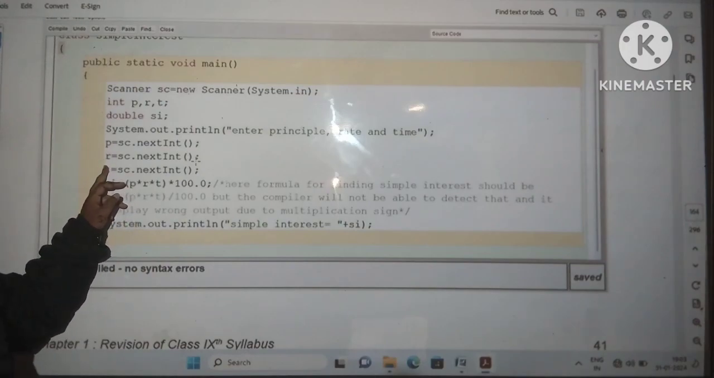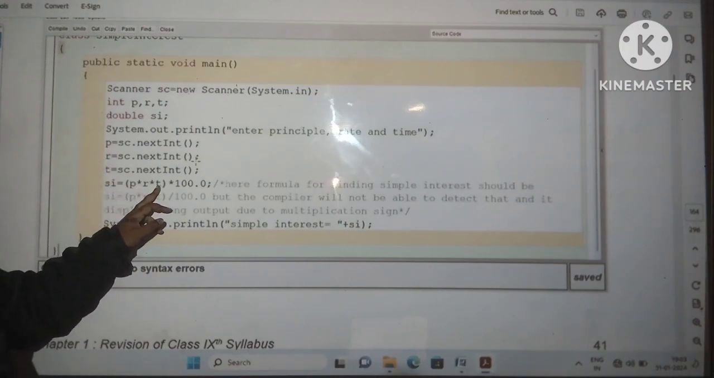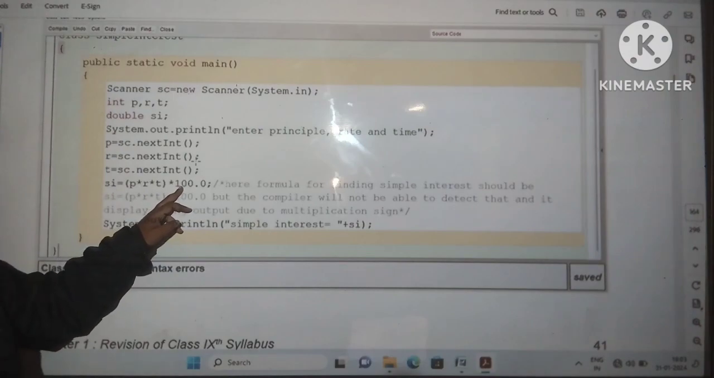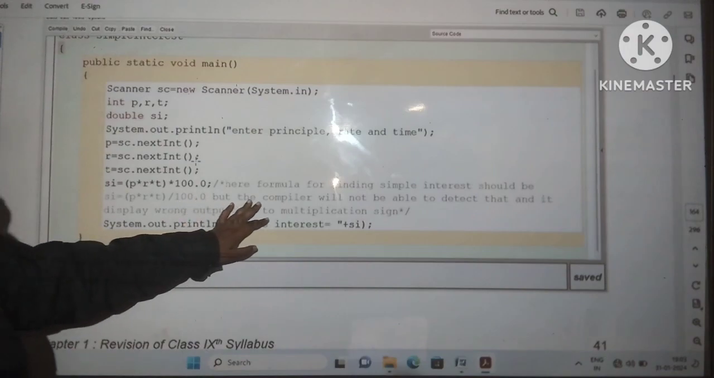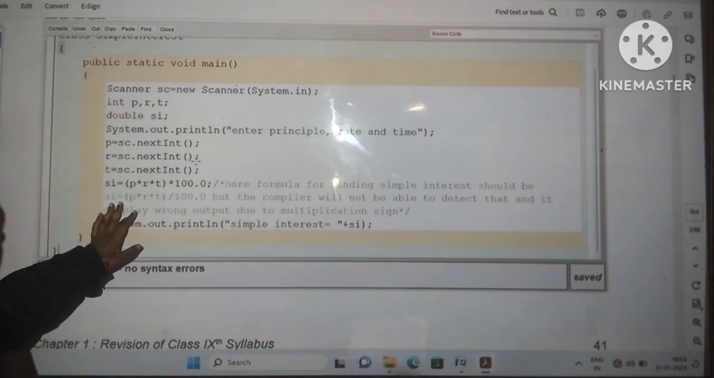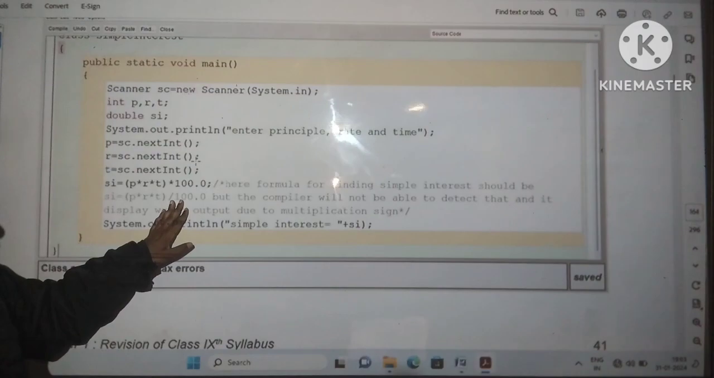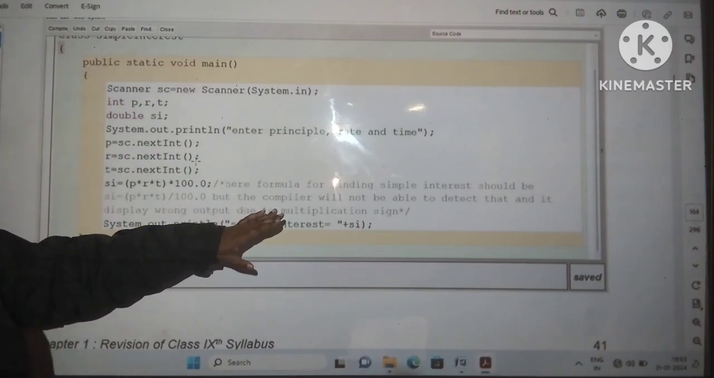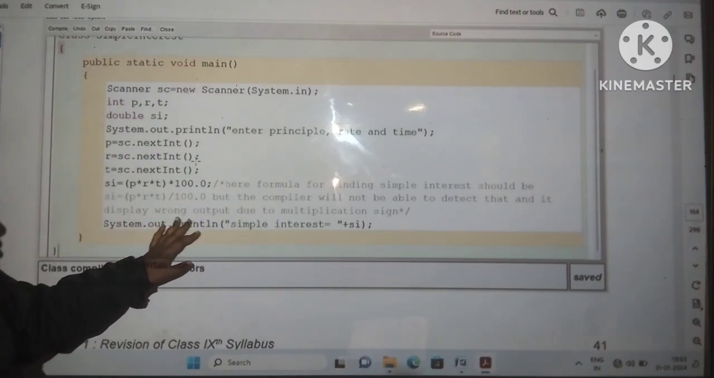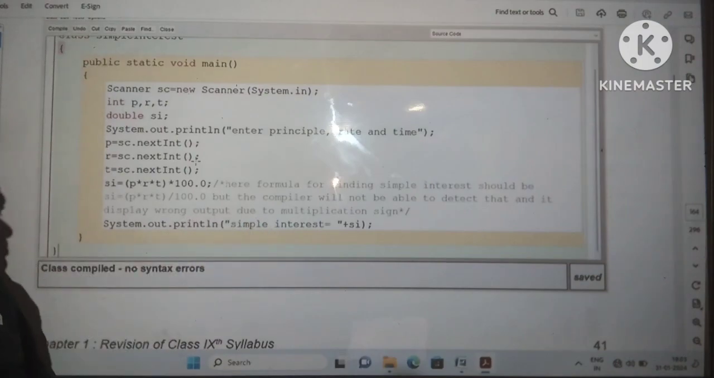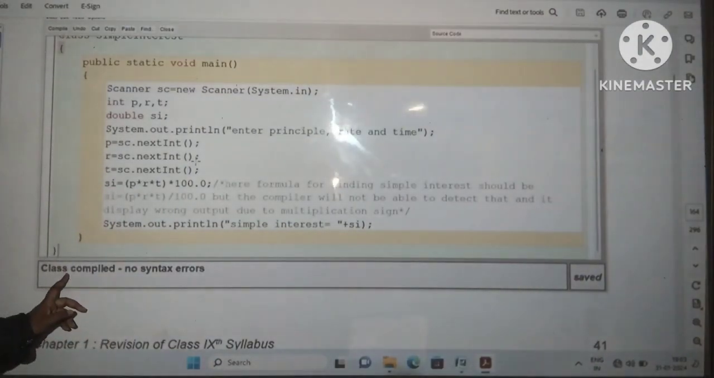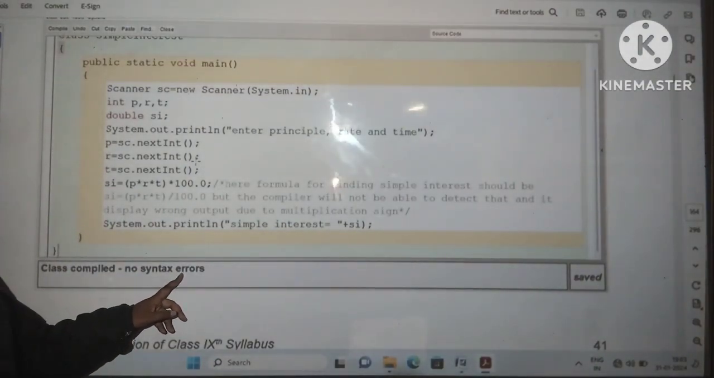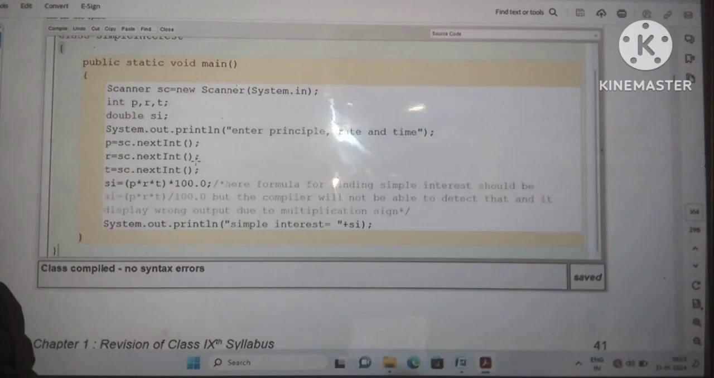See here, again the same program, the simple interest one. P into R into T should be divided by 100, but I have written into 100. Here I have written one comment also: the formula for finding simple interest should be PRT by 100. But the compiler will not be able to detect that, and it displays wrong output due to the multiplication sign. And you notice, class compiled, no syntax errors.